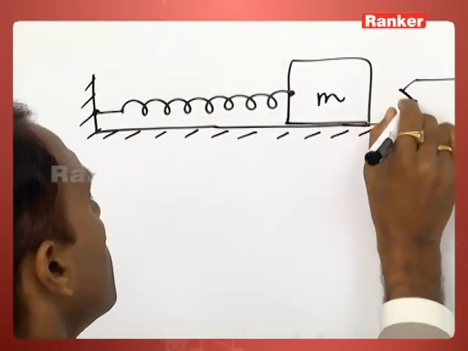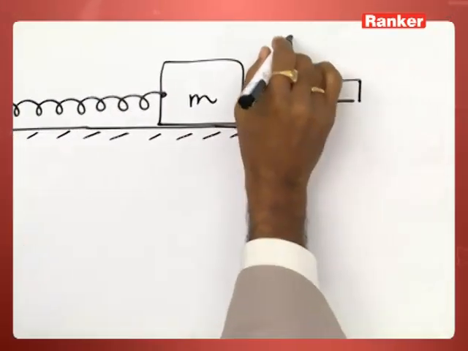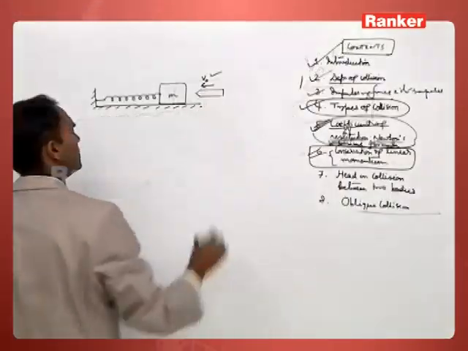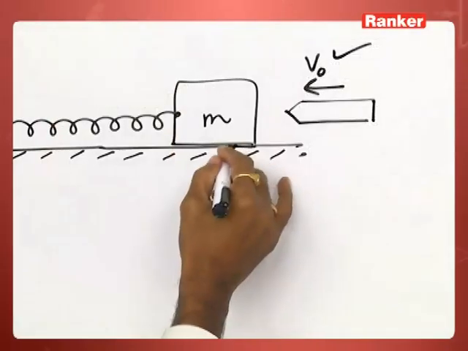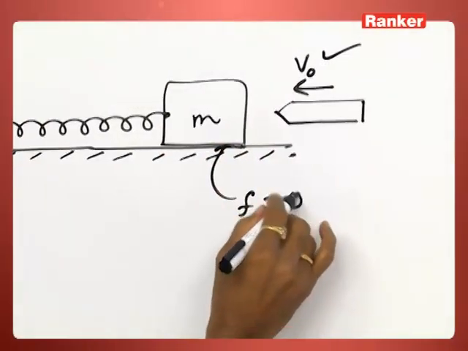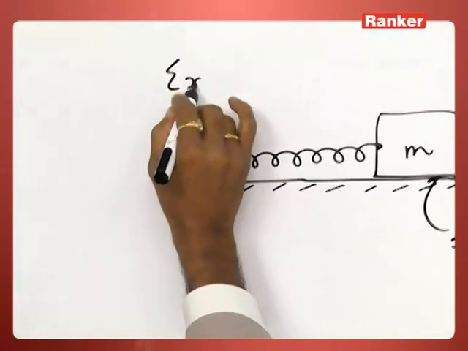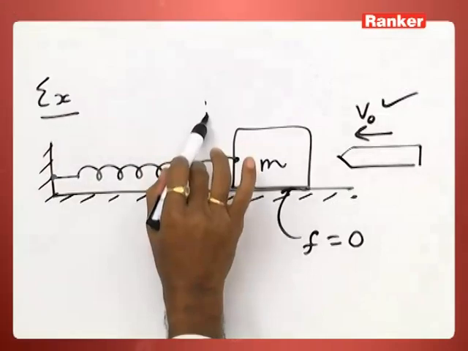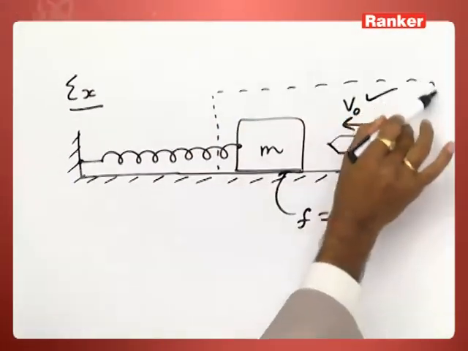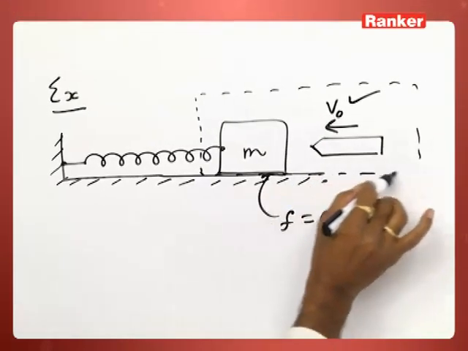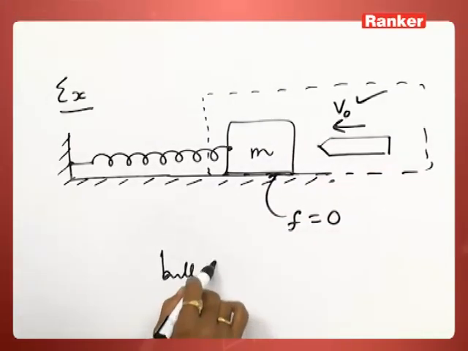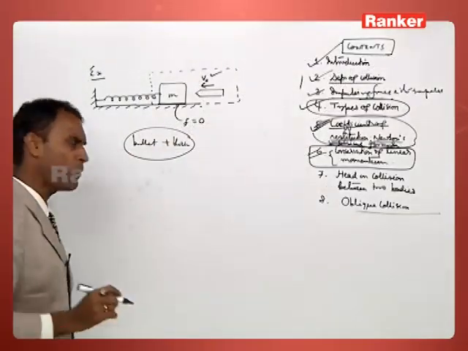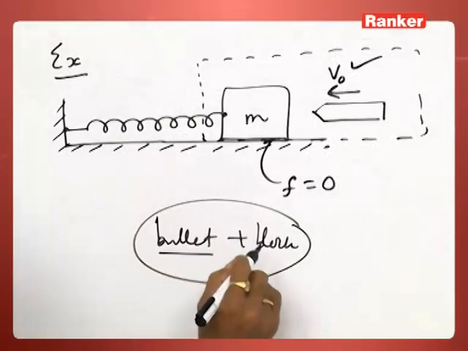A bullet comes and hits the stationary block with some velocity. If we ignore the friction between the block and ground and take this as a system, bullet plus block, this is a system of two particles: bullet one particle, block another particle.